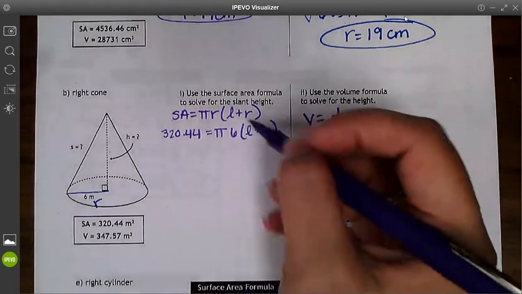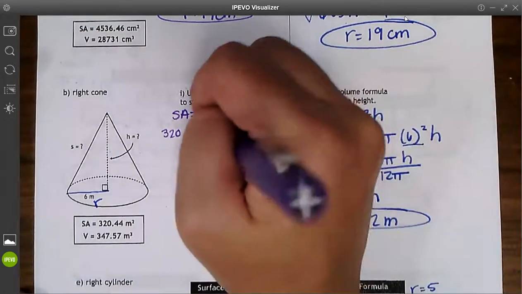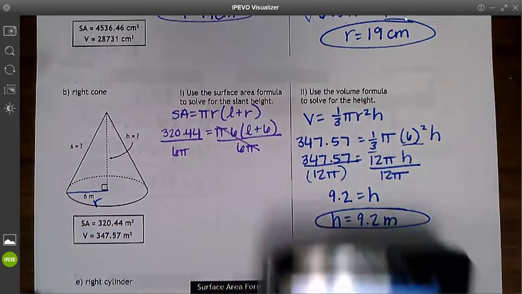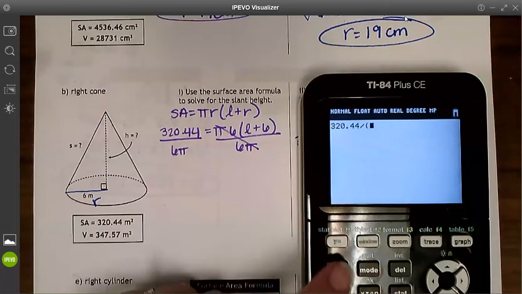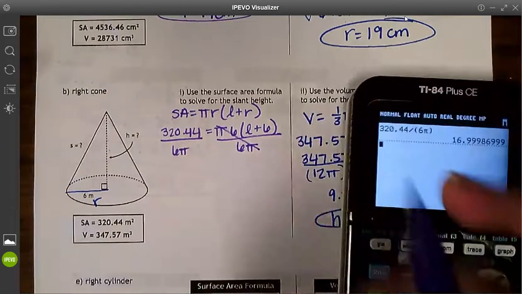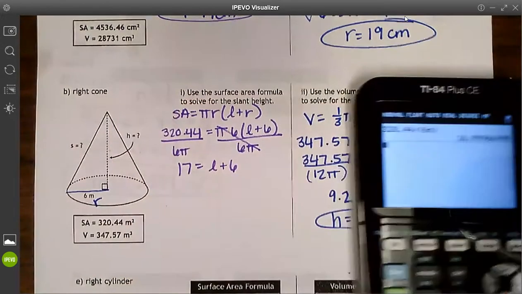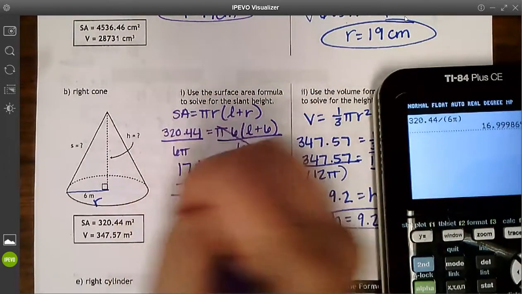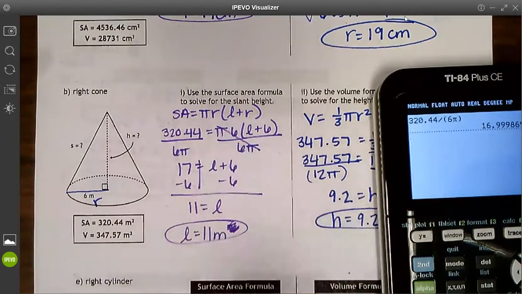So you could distribute this pi 6, but I am going to divide both sides by pi 6, or by 6 pi. Again, whenever you do that, you need to make sure you put it in parentheses. And you get 16.999, which is 17. And that's going to equal my slant height plus 6. If you subtract 6 from both sides, you get 11 equals your slant height, or my slant height is 11 meters, not meters squared, because it's just the height, 11 meters.